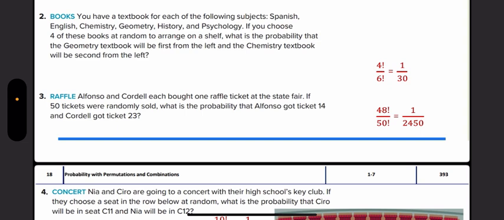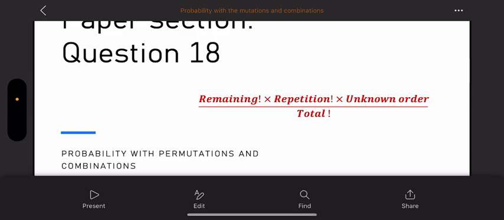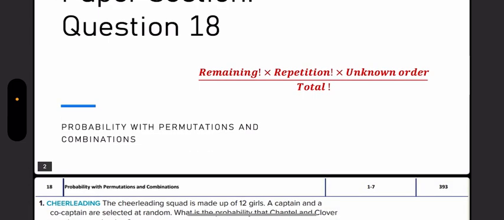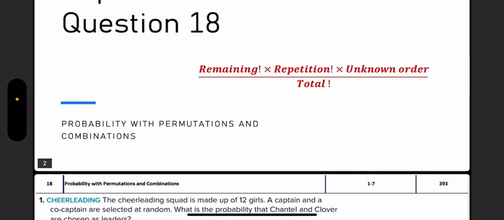In the numerator, let's go back. What did he say? We go to the statement, what is the probability, to know what number he's asking me about. What is the probability that the geometry and then the chemistry? So he is asking about 2 of the subjects. Subtract these 2 from 6, the remaining is 4. So I will write in the numerator 4 factorial. So depending on the rule, if we subtract 2 from the total, the remaining will be 4.